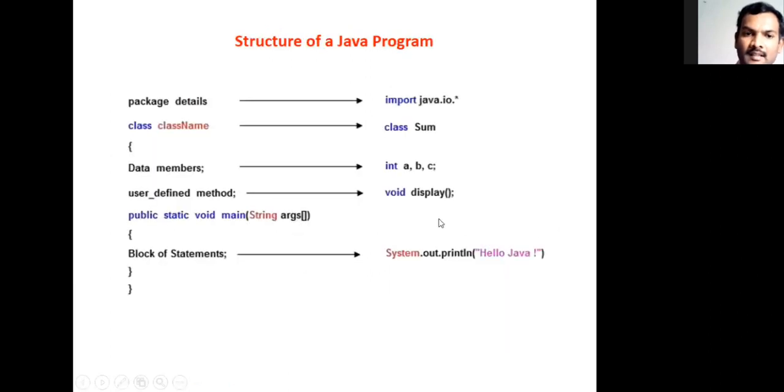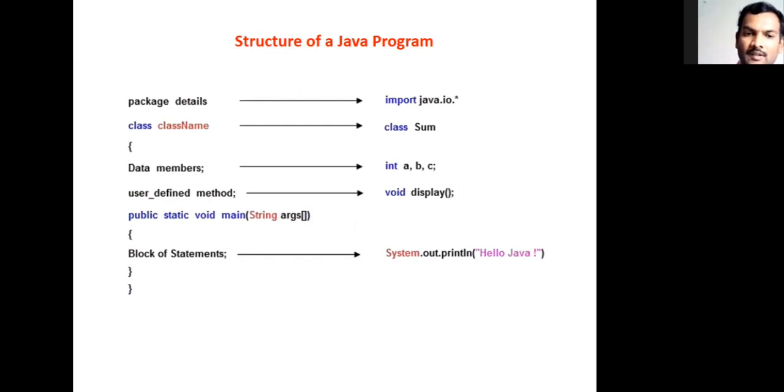And this is the structure of a Java program. In the structure of a Java program, initially we are going to specify the package details. Package details means similar to the header files in C language. What are all the packages that are required, we need to include at the beginning of the program.